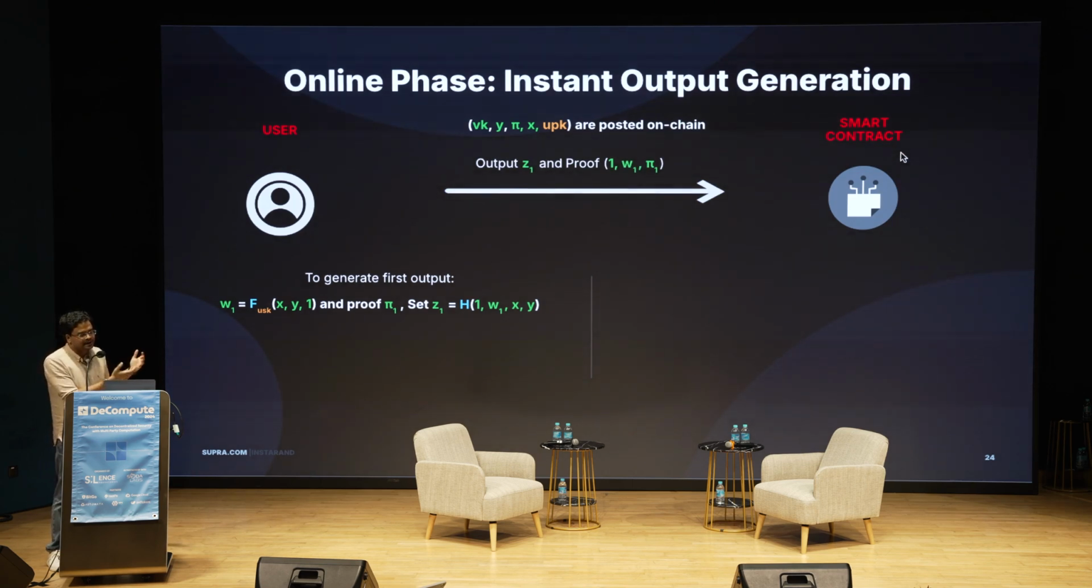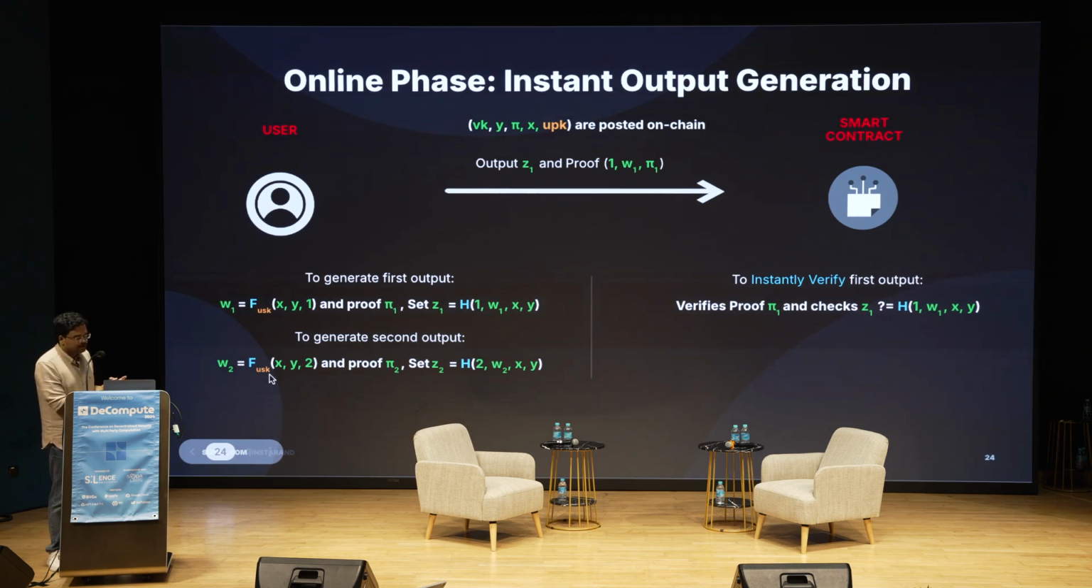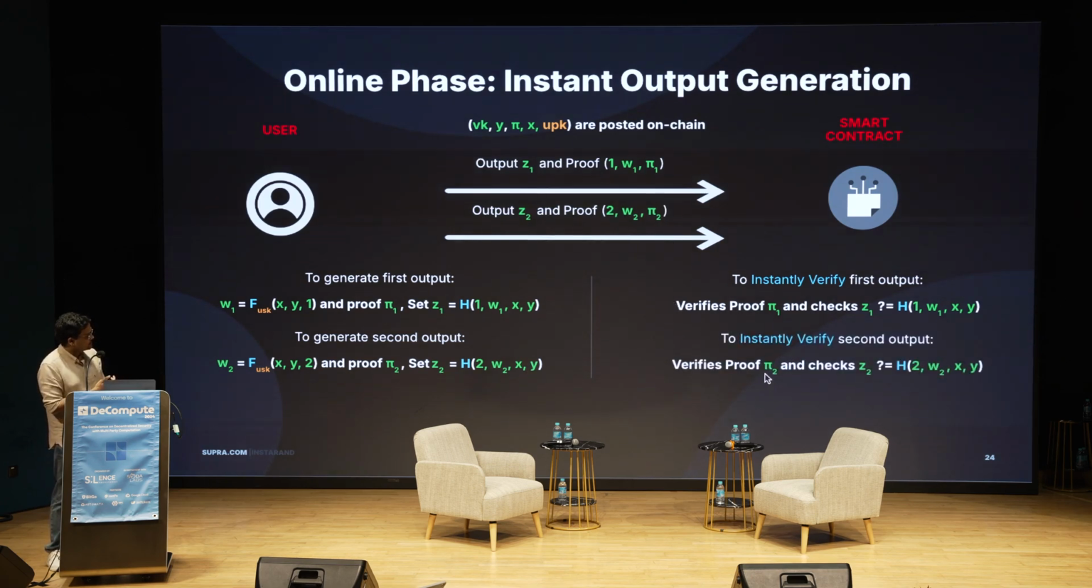In our example, this will be the dice roll smart contract. And now the smart contract can instantly verify the output by verifying the proof pi1, which will ensure W1 is correctly generated. And now it recomputes Z1 to ensure that Z1 is correct. Similarly, to generate the second output, the user can generate W2 by computing the client side VRF on X, Y, and 2 using the user secret key. It obtains the proof, and Z2 is similarly computed as the hash of 2, W2, X, and Y. The output is provided as Z2 and the proof. And the smart contract will instantly verify the second output by verifying the proof pi2 and recomputing Z2.